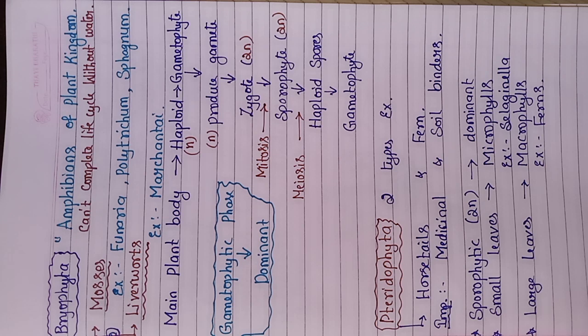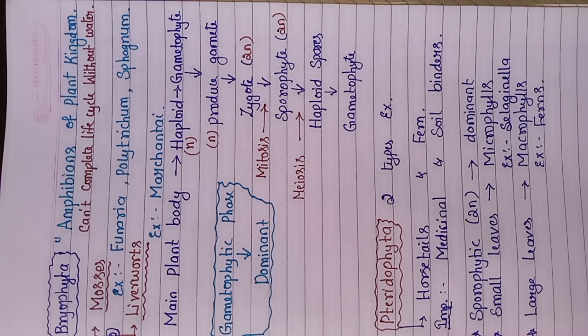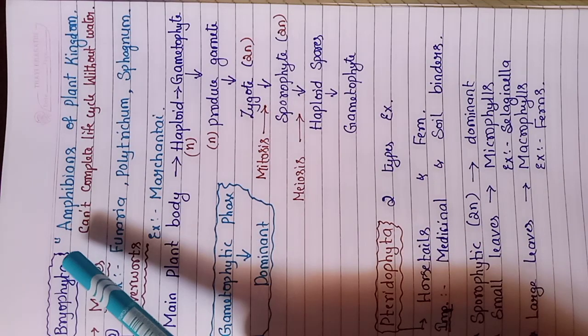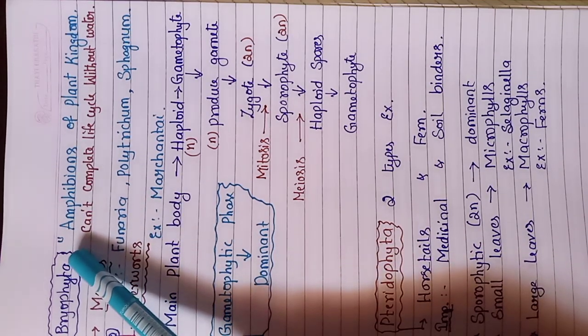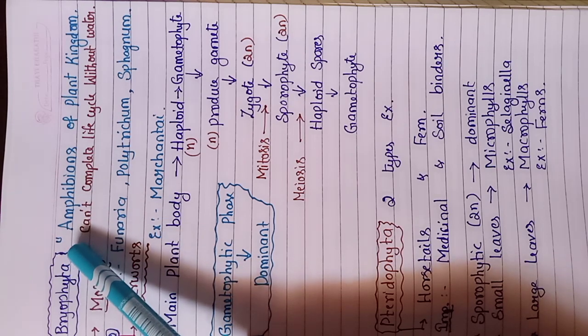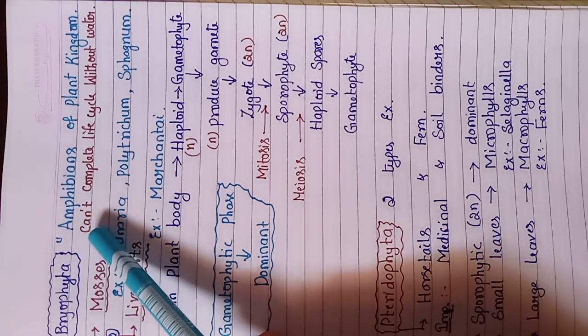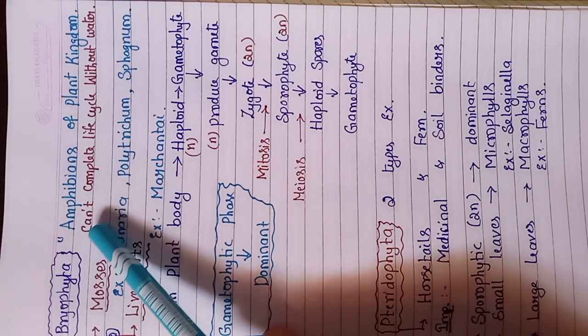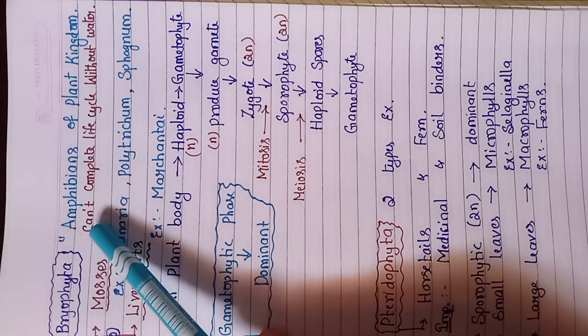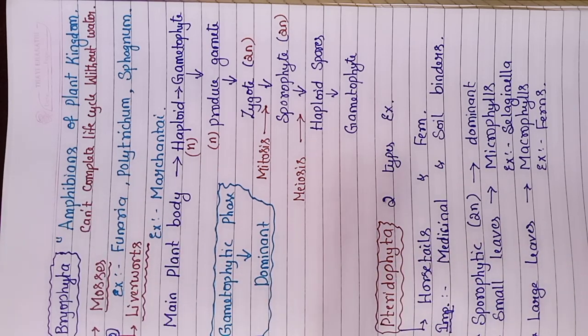Bryophyta means the plant body can differentiate into root, stem and leaf. The most important point of Bryophyta is that they are considered the amphibians of the plant kingdom. Why? They cannot complete their sexual reproduction or life cycle without water. They totally depend on water to complete their life cycle. That's why they are the amphibians of the plant kingdom.